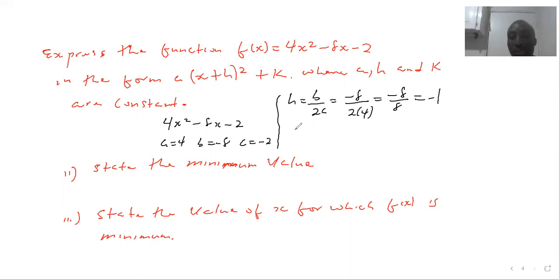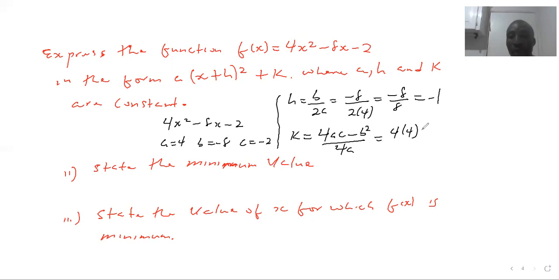Then I'm going to find the value of k. How do I find the value of k? It is 4ac minus b squared all over 4a. So I write 4 as my a. My a is 4.